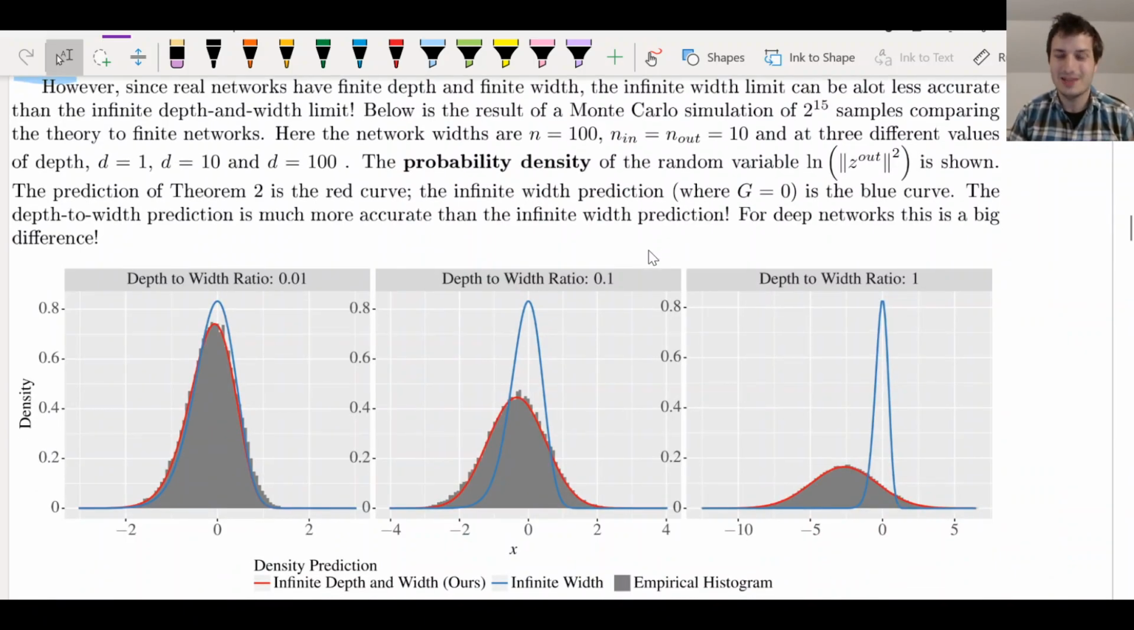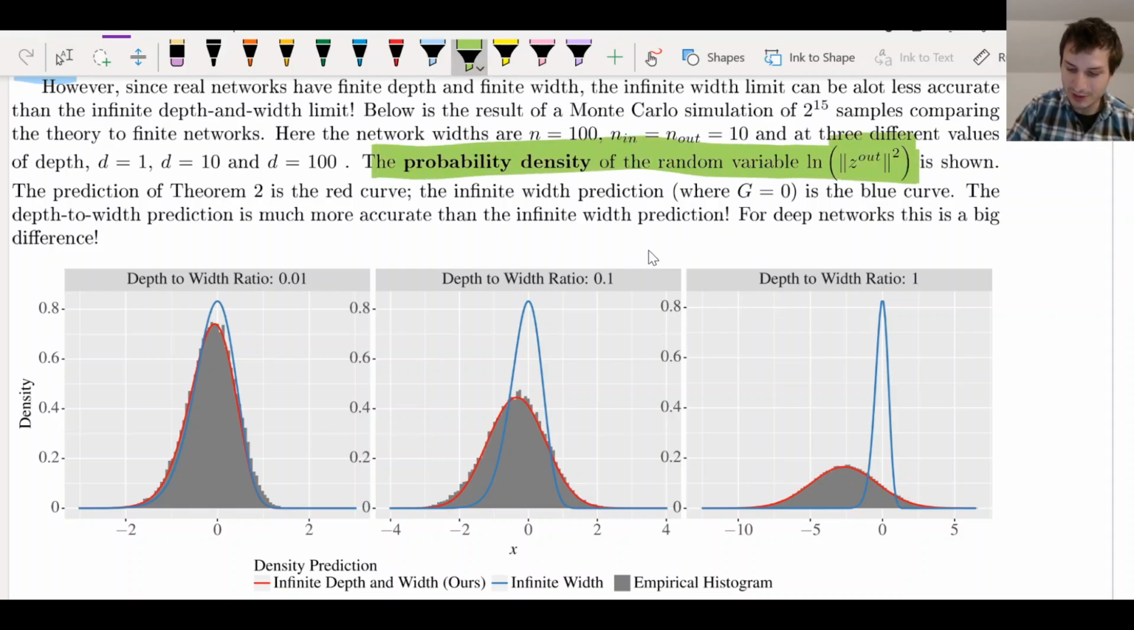So this is the same plot as the beginning. This is the probability density of the output of the network, log of z out squared. There's a couple more details here. One thing I didn't say in the introduction is the input and output dimension of this network are 10. So 10 inputs, 10 outputs.